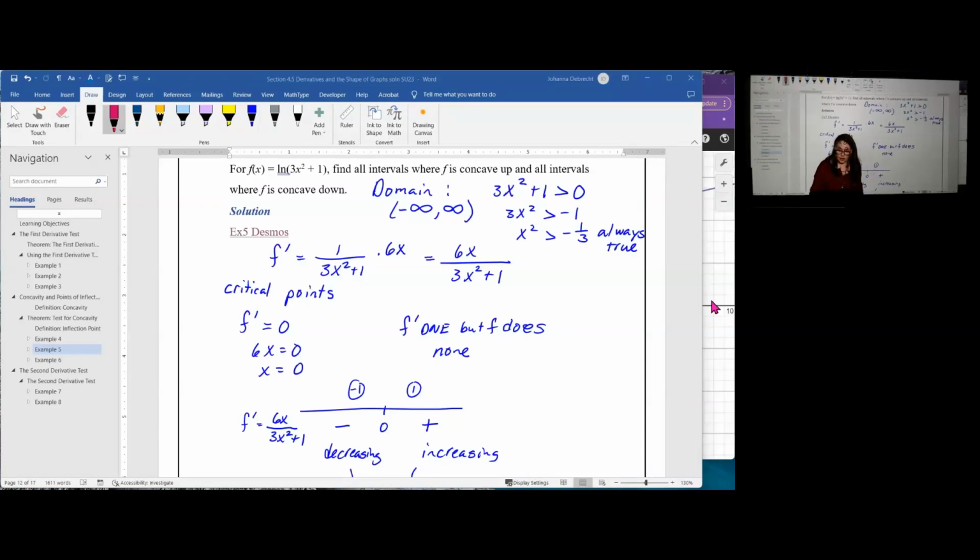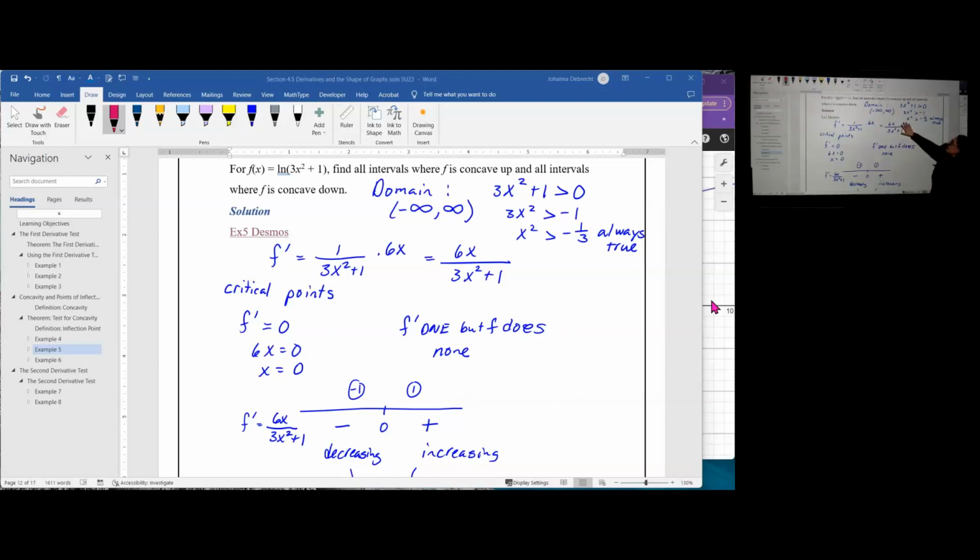So let's compare our work. On this problem, note that the domain is actually all reals. We have to make sure the argument to natural log is strictly positive. But when we solve for the variable, we note that it's x squared greater than -1/3. All squared values are non-negative, 0 or higher, so they're always bigger than a negative. It tells me that it's true for all reals.